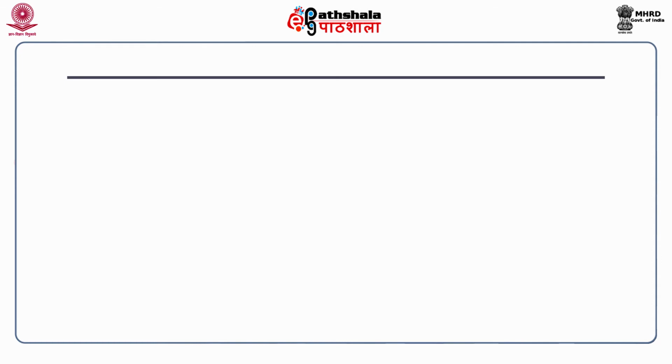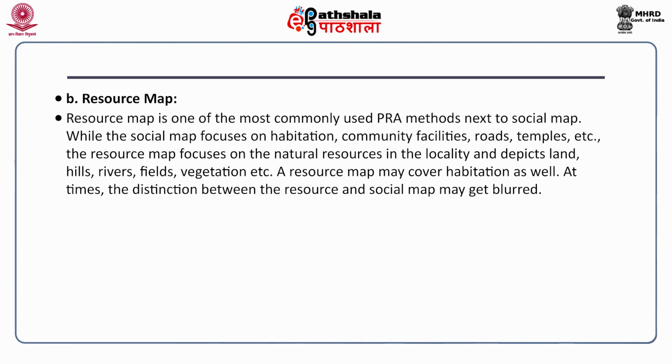We will be talking about one of the techniques of PRA, which is a resource map. Resource map is one of the most commonly used PRA methods next to a social map. While the social map focuses on habitation, community facilities, roads, temples, etc., the resource map focuses on the natural resources in the locality and depicts land, hills, rivers, fields, vegetation, etc. A resource map may cover habitation as well. At times, the distinction between the resource and the social map may get blurred.